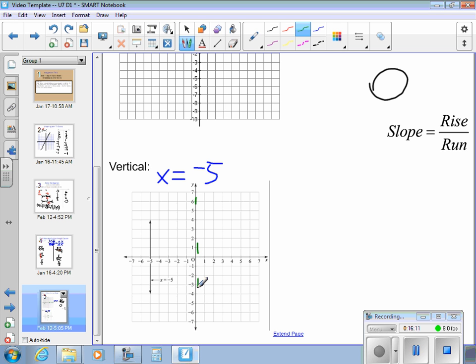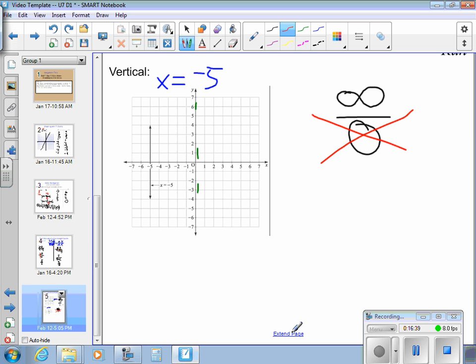So now let's take a look at what the slope looks like here. Again, rise over run. Well, my rise now is the one that is infinite. No matter how far I go, I still have a run of 0. Okay, I have a problem here. I cannot have 0 on the bottom of a fraction. It's not allowable. Not allowable to have 0 on the bottom of a fraction. So what does that mean? That means when I have a vertical line, the slope is undefined.